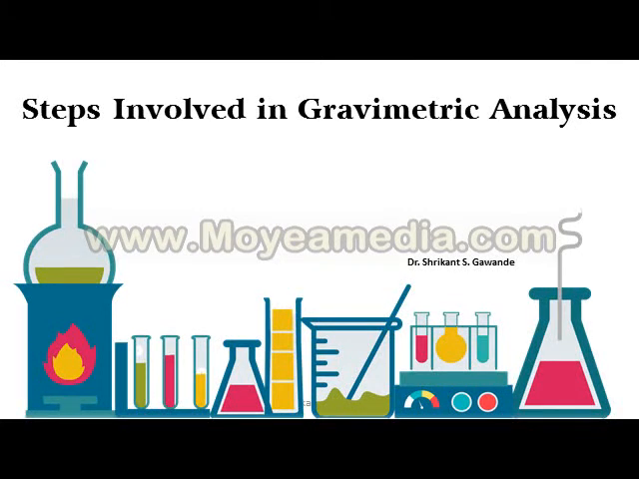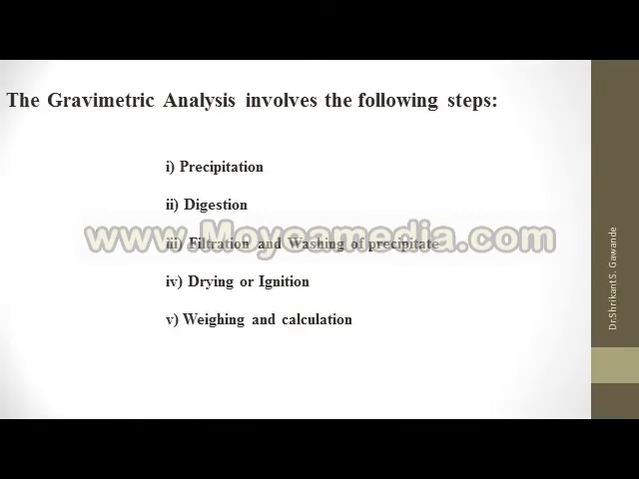Steps involved in gravimetric analysis. After learning precipitation in gravimetric analysis part two, today we are going to discuss the remaining steps of gravimetric analysis, such as digestion, filtration and washing of precipitate, drying or ignition, weighing and calculation.